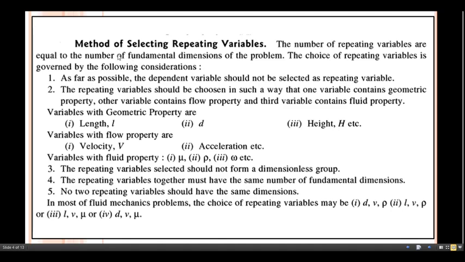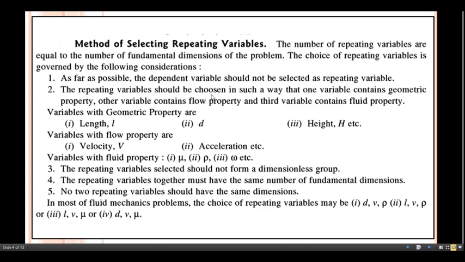Now see the method of selecting the repeating variables. This point is very important. The number of repeating variables is equal to the number of fundamental dimensions of the problem. The choice of the repeating variables is governed by the following considerations. First, as far as possible, the dependent variable should not be selected as a repeating variable. This will be clear to you when we see a problem on the same topic.